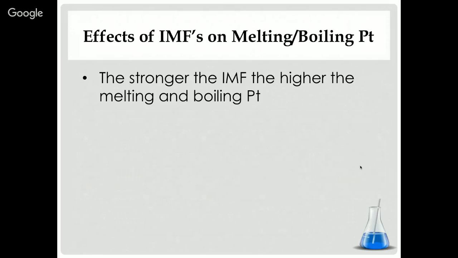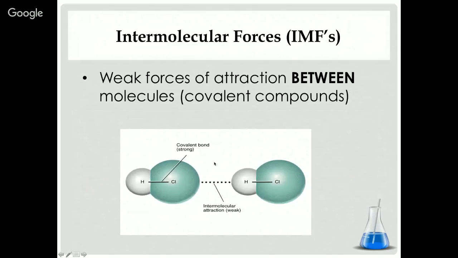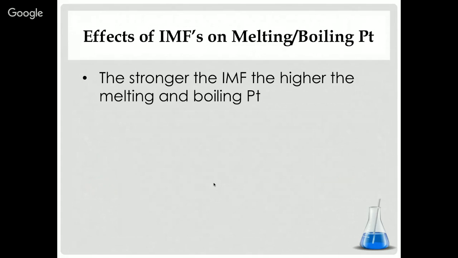Intermolecular forces have an effect on the melting and boiling point. The stronger the intermolecular force, the more energy it requires to break that force or break that connection. And the more energy it requires, the higher the melting and boiling point. So they often give questions on the Regents exam where they have a list of different molecules and either their melting or boiling point, and they'll ask which one has the strongest intermolecular forces. You're looking for the highest melting and or boiling point.